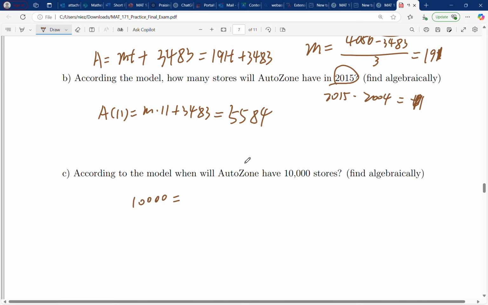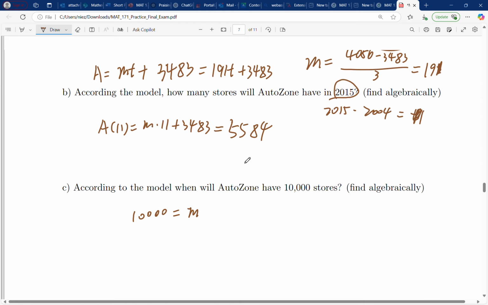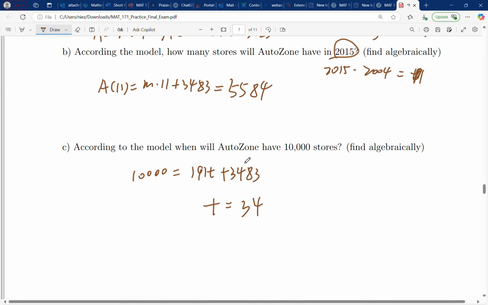And the last one, you're going to let 1,000 equal to it. We already have m, right? Equal to 191t plus 3483. Then you will find the t for this value. T will be 34, right? 34. And 34 plus 2004, you will get 2038, right? In this year.